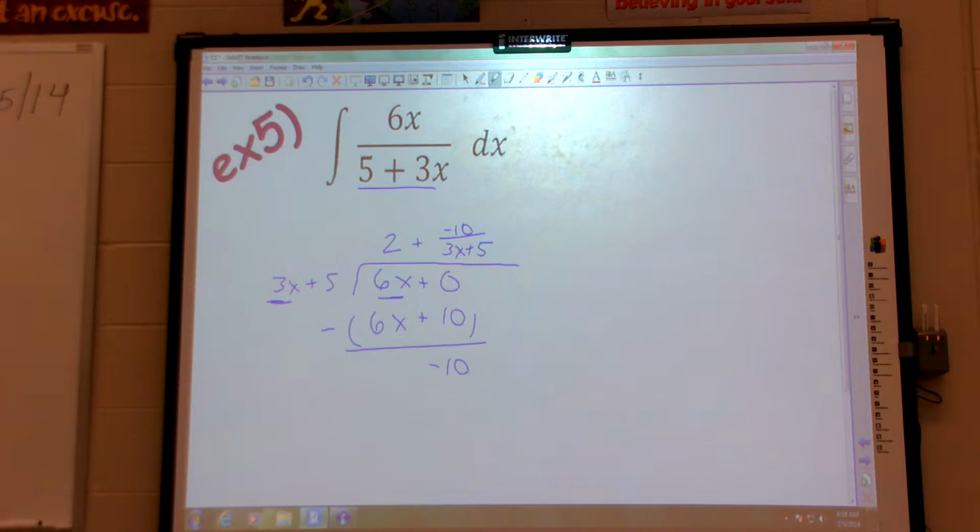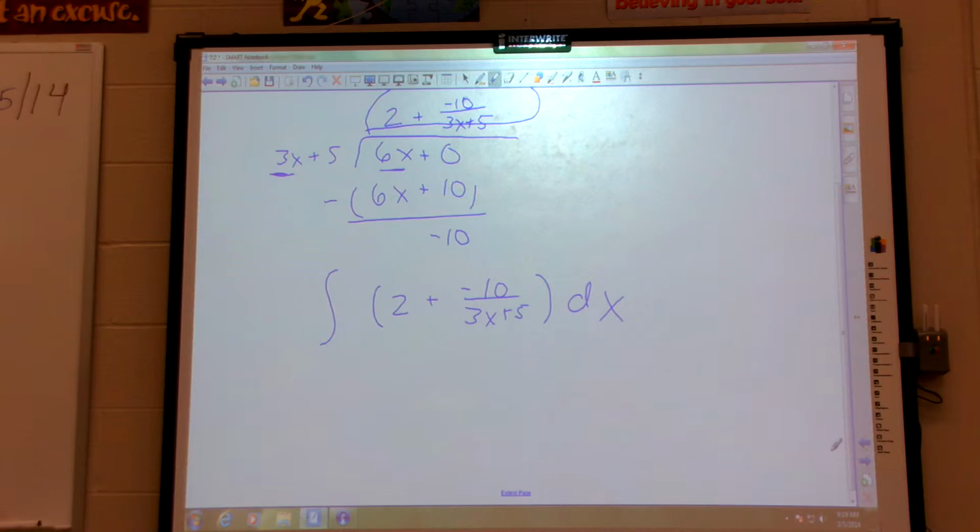See, that's a tiny little long division, isn't it? It's hardly worth calling long division. A short division right there. Now, this expression, when I divide it, is the exact same thing as this. All I did was rewrite it a different way. So, instead of doing this integral, I'm going to do the integral of 2 plus negative 10 over 3x plus 5 dx.